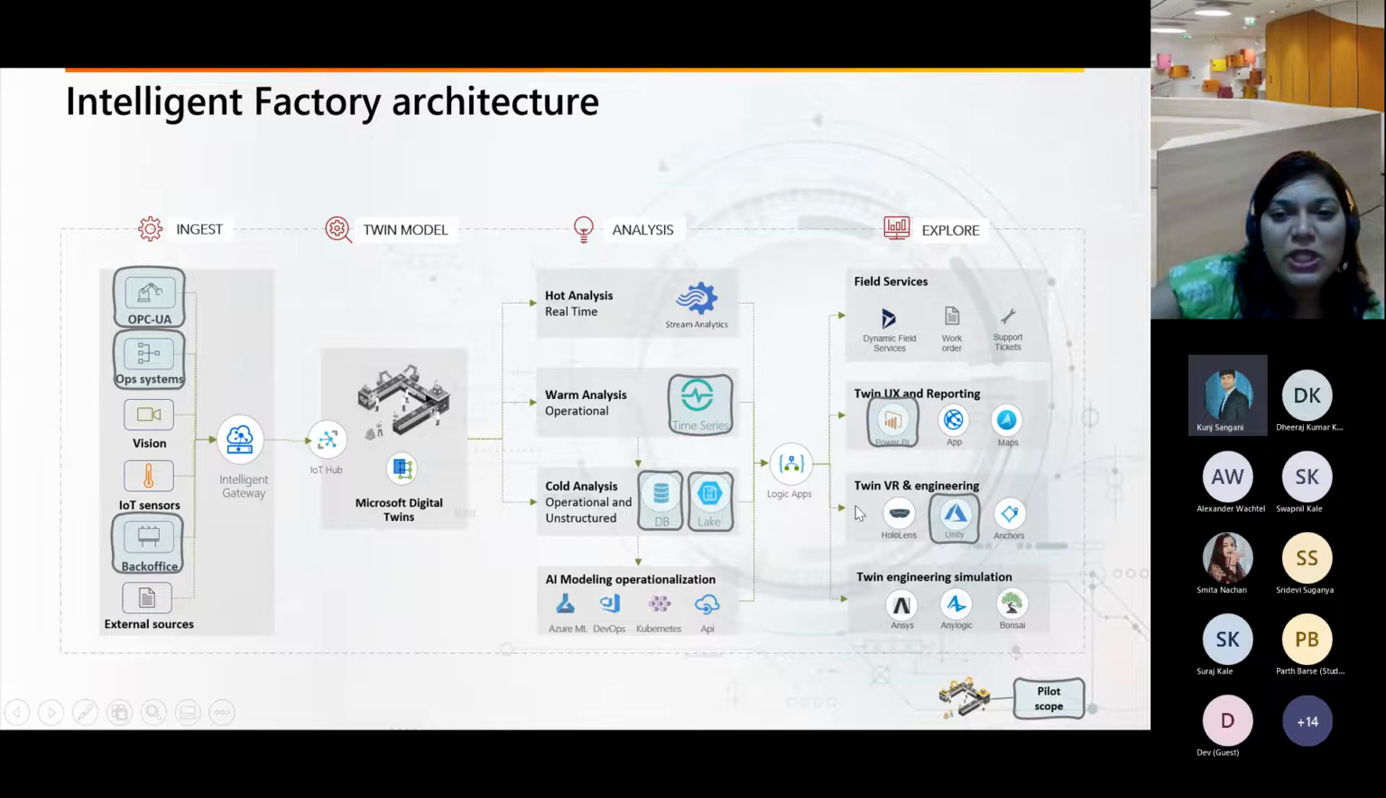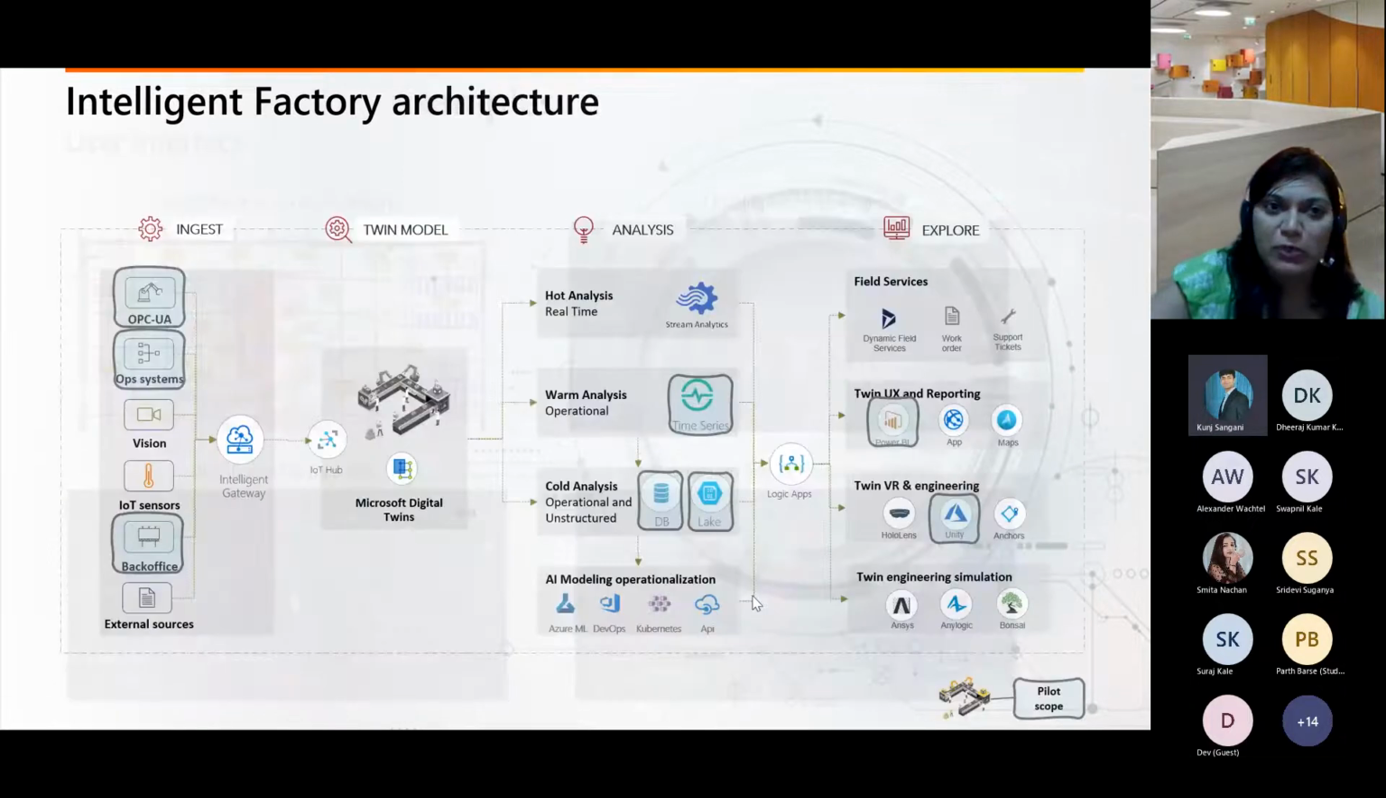And then you are doing exploration, either with the help of your Power BI reporting. The output could also be consumed by your Dynamics Field Services, right? It could be some sort of support tickets due to inefficiencies in your production line. So a lot of downstream systems can consume your data, right? So your analytics data can be consumed by a variety of systems to give you a variety of outputs.